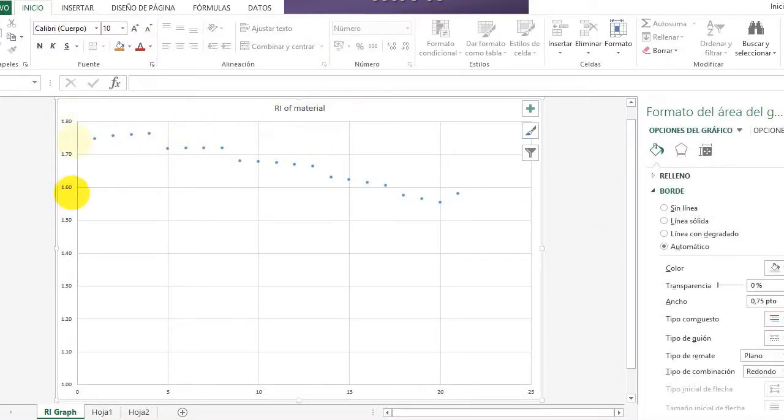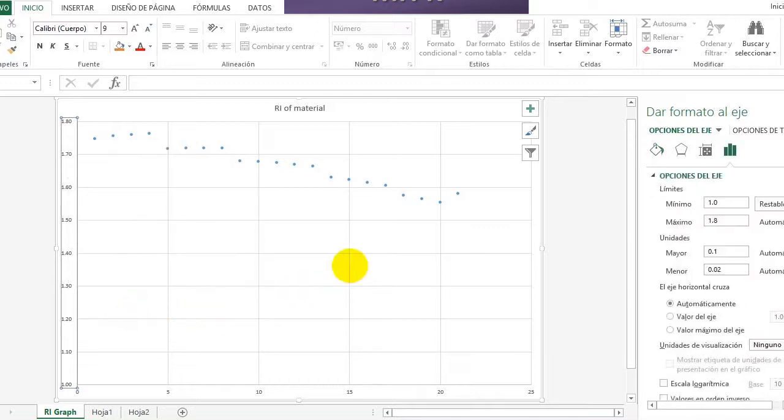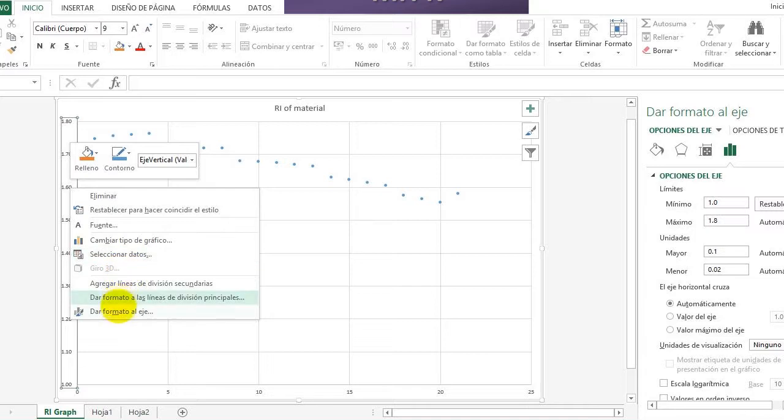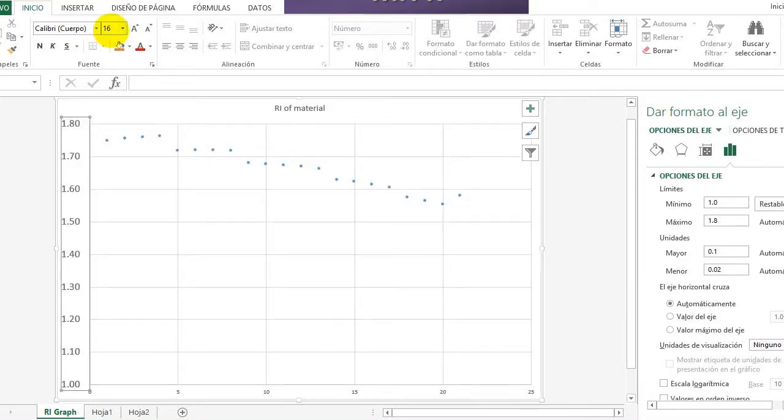So what do I want to change? I want to change this font. This font's just way too small. Let's go ahead and change that. I can right click on this and do format the axis. I guess I can change it up here as well. Let me just change that to a bigger number, maybe 16.